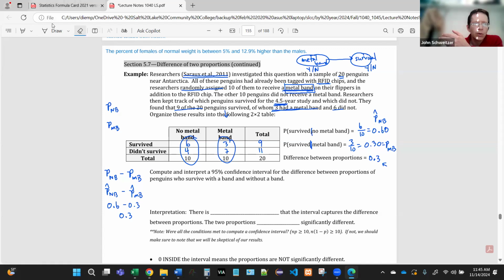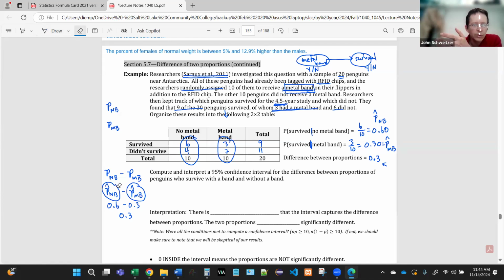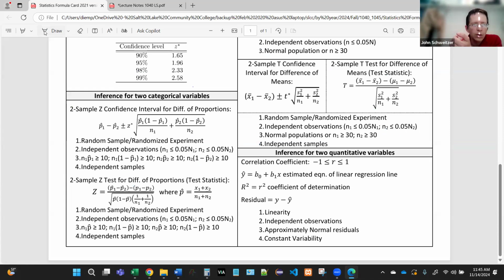Okay, so it turns out we can use the normal distribution to do this. If certain conditions are met, P hat NB is normally distributed, and if certain conditions are met, then P hat MB is normally distributed. And from mathematical statistics, we know that a difference between two normally distributed variables is also normally distributed. So in other words, we can use the normal distribution here if certain conditions are met. So what are the conditions? The conditions are here on your formula card.